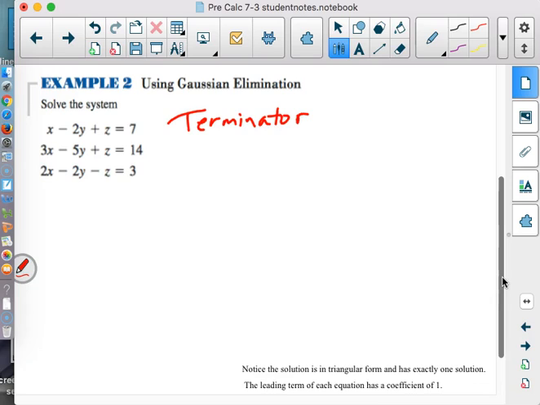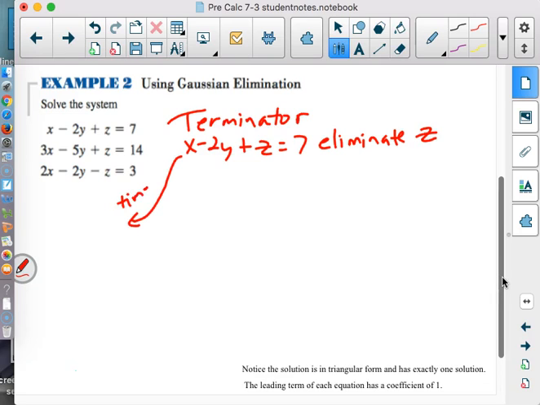Z's? All right. Then let's use that top equation to eliminate z. And see what happens. So here's what we said we wanted to do. For 3x minus 5y plus z, the second equation, we need this to be a negative z. So I'm going to take my terminator times negative 1. And see what I get.